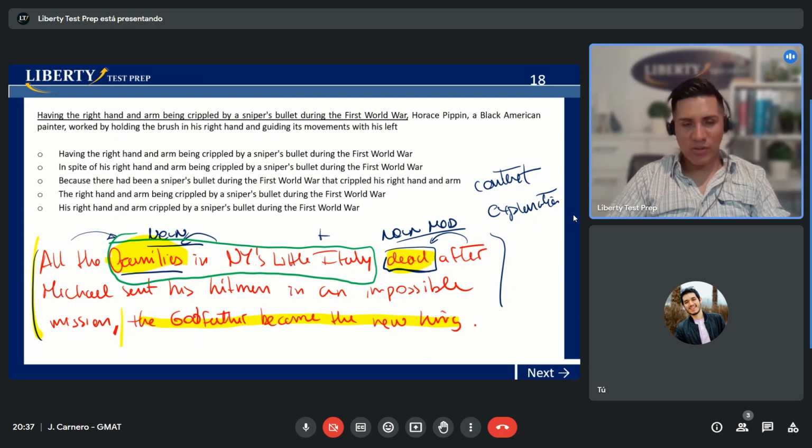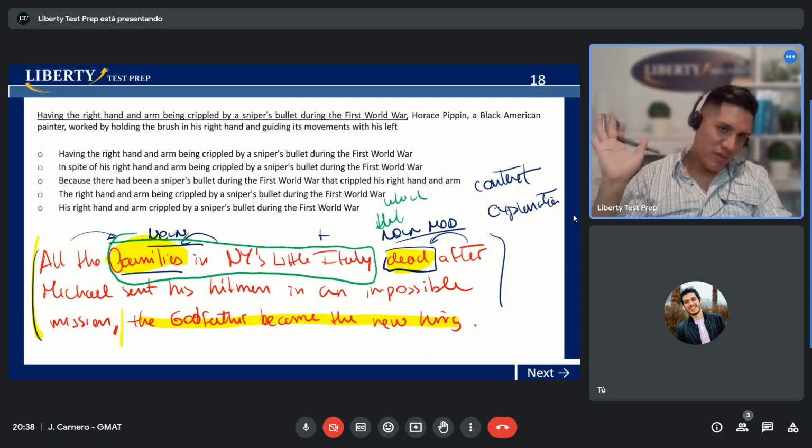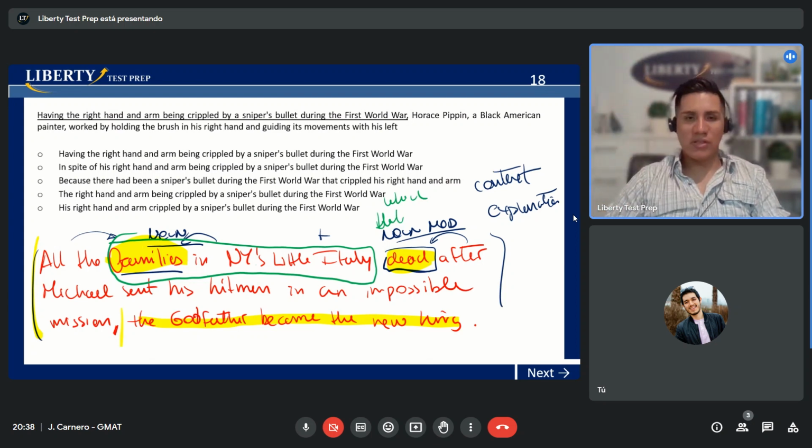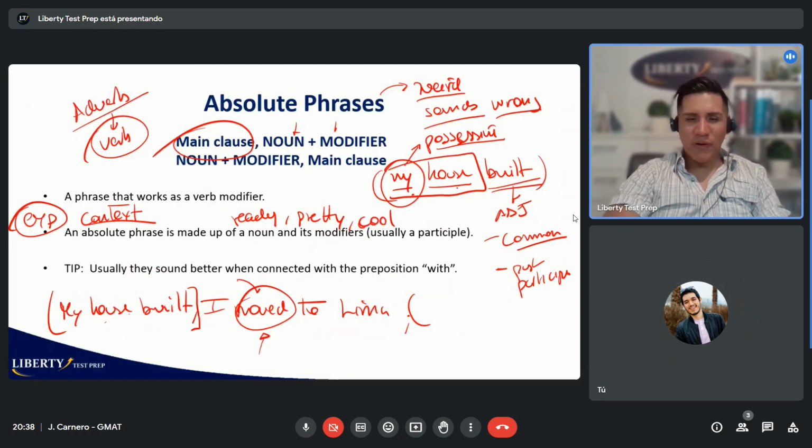It's only one noun. Of course, if we added a that or a which here, that would look like it's modifying Little Italy more than families. But this dead, because it is a past participle, looks like it's modifying the whole noun, families in New York's Little Italy. So this type of modifier is kind of weird. It's by far the hardest to identify.